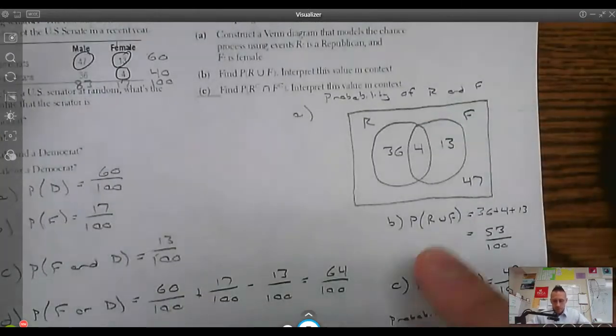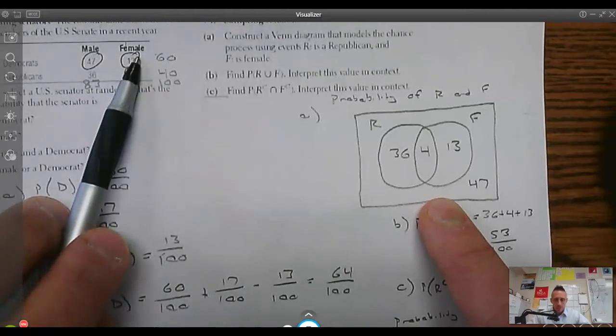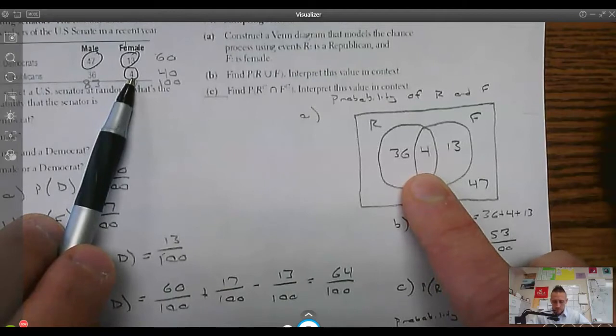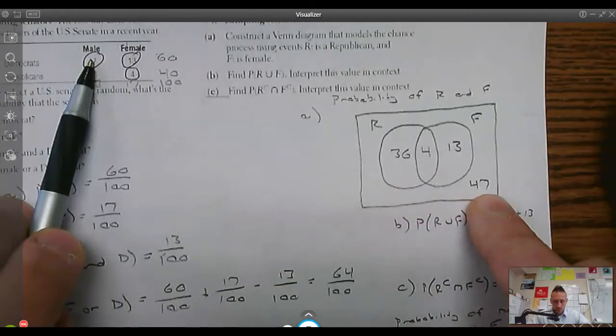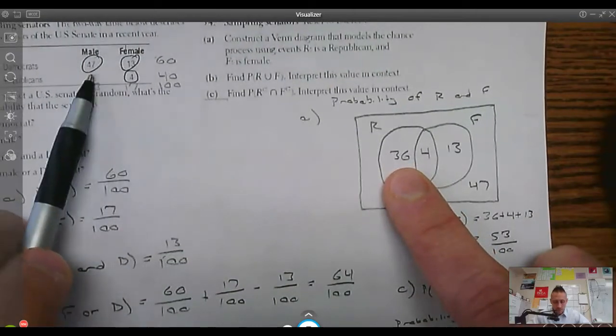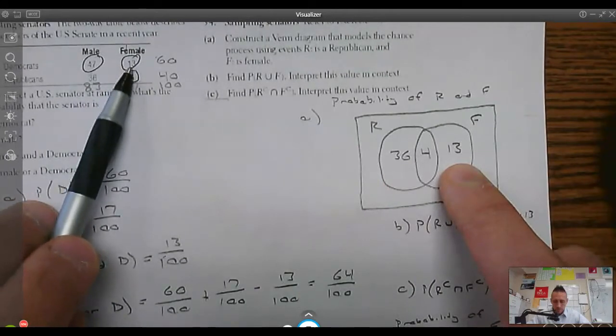They want you to construct a Venn diagram, so you're just using those inner four numbers to get that. So start with the intersection for 4, because now they're talking Republican and female. There's 4. 47 are neither female nor Republican. And then you have 36 that are Republican but not female. And you have 13 that are female but not Republican.